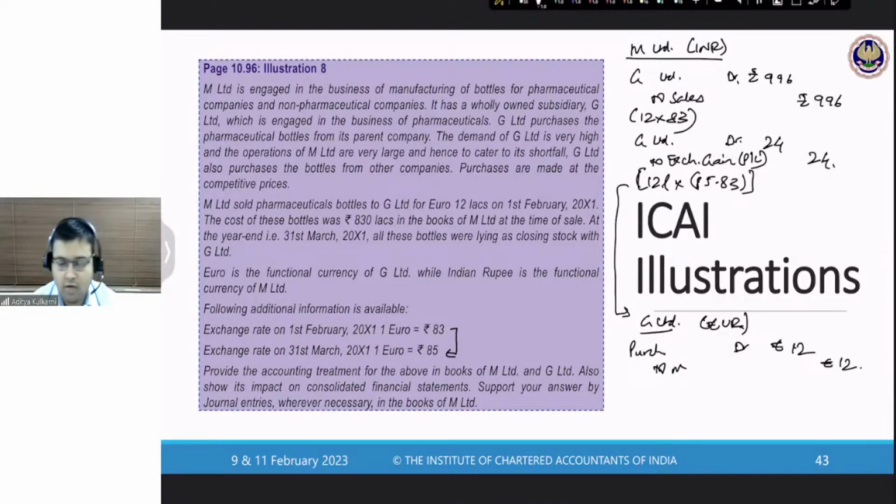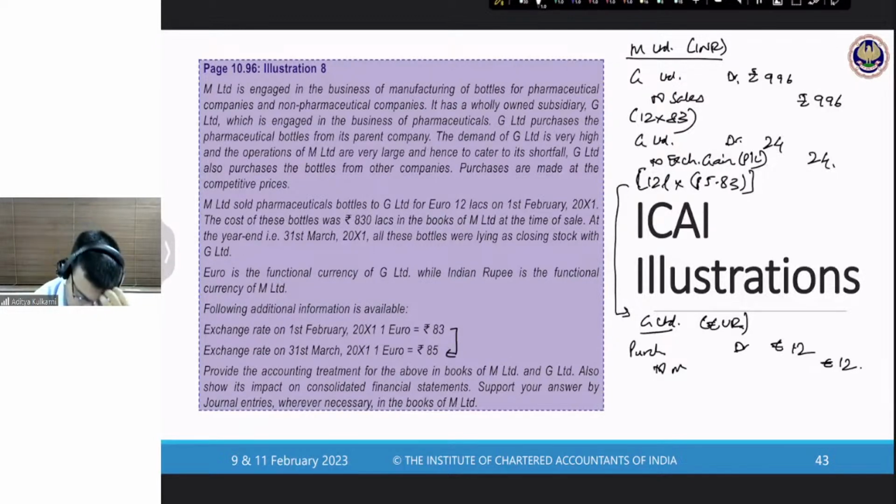Okay, so now 12 lakhs was the value of your bottles. So that is the value at which your inventory also will be recorded. Is it okay? Yes.